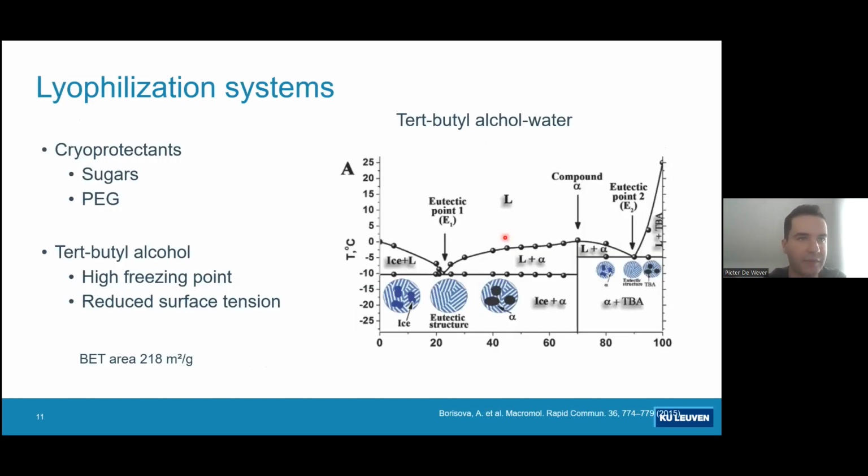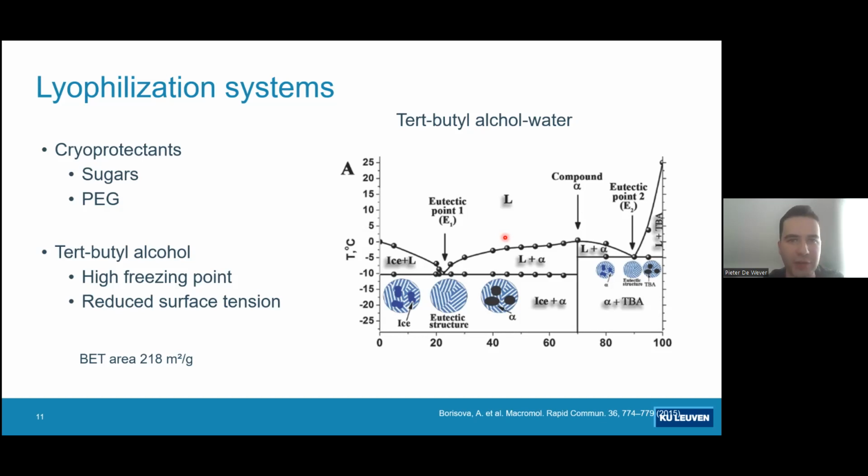To minimize the effects of the volume expansion of water, it is possible to add some cryoprotectants like sugars or polyethylene glycol, or alternatively, tert-butyl alcohol can be employed as the solvent, as it is an organic solvent with a high freezing point and a reduced surface tension.